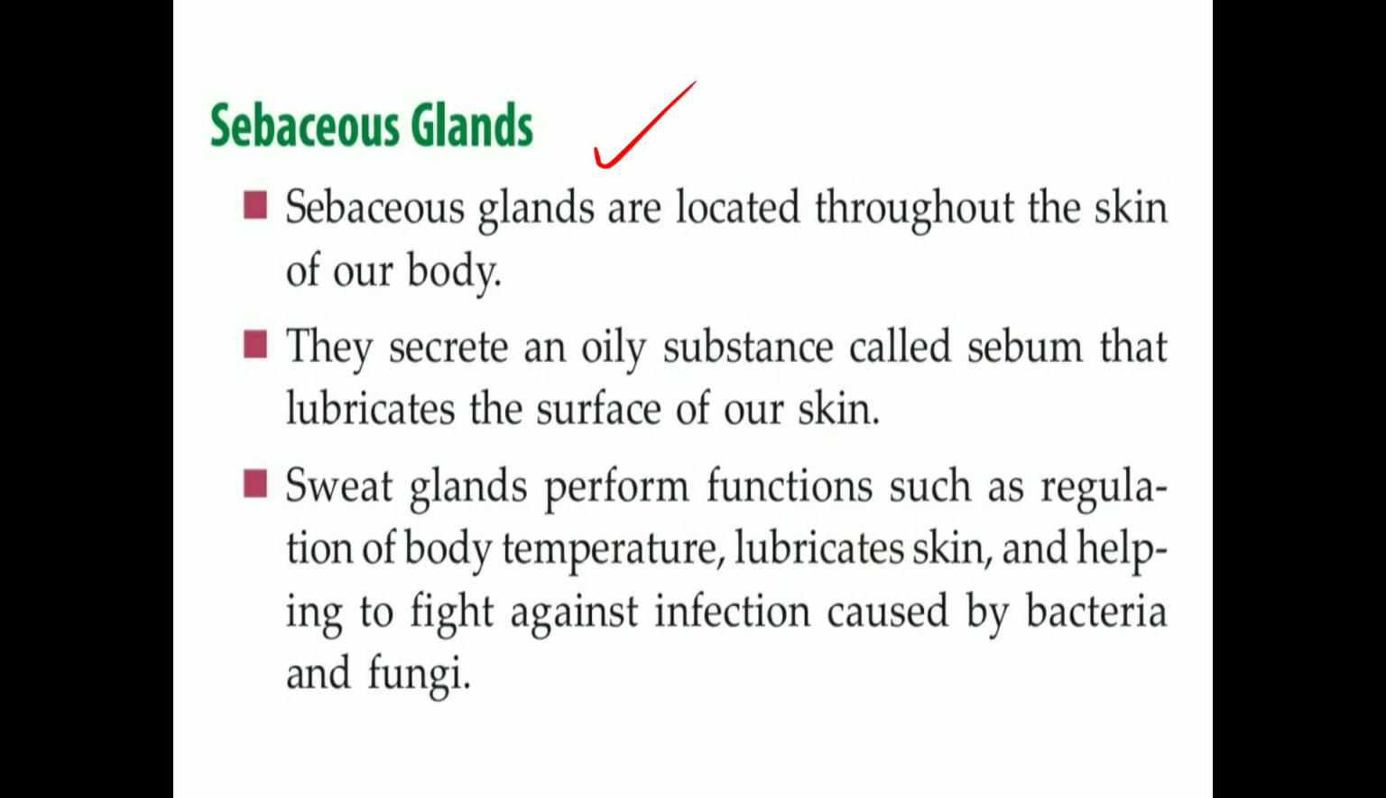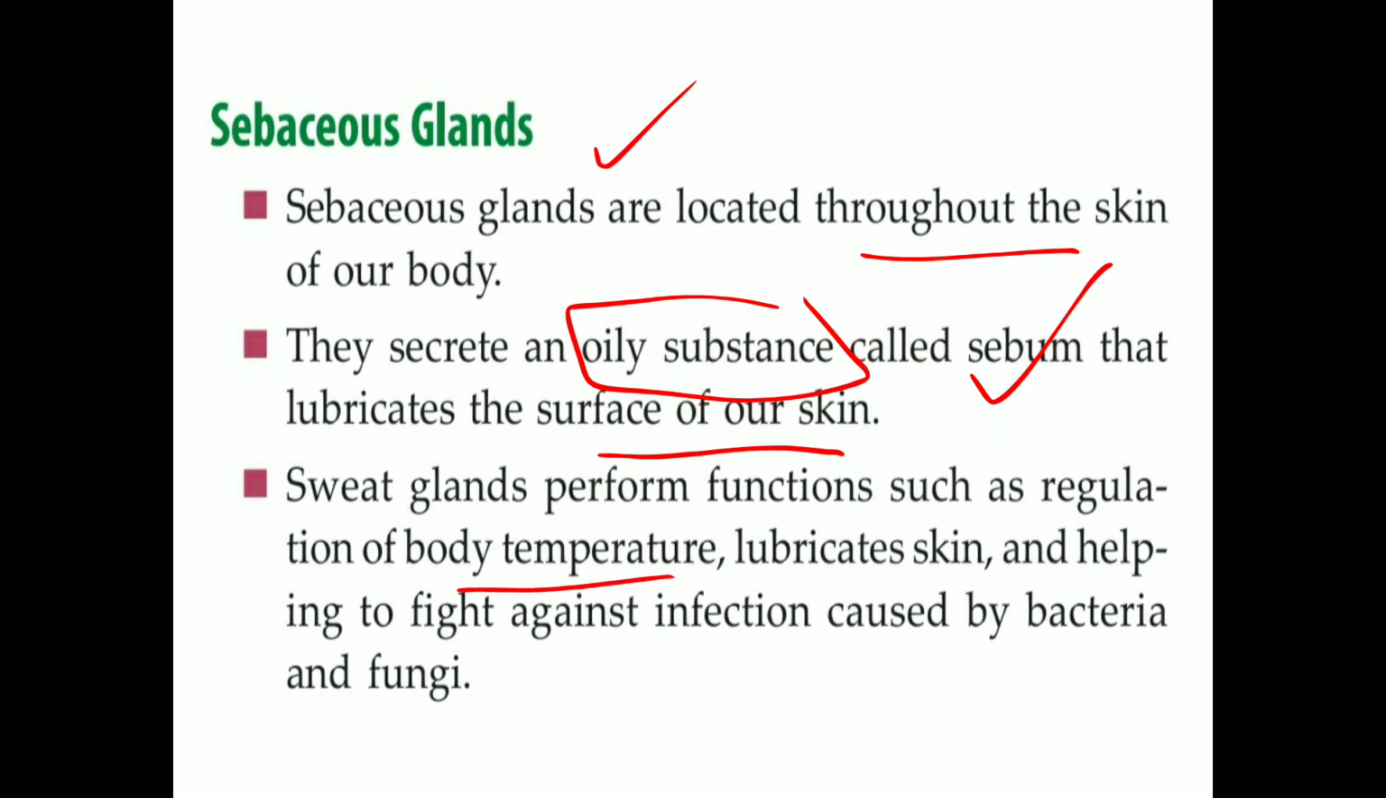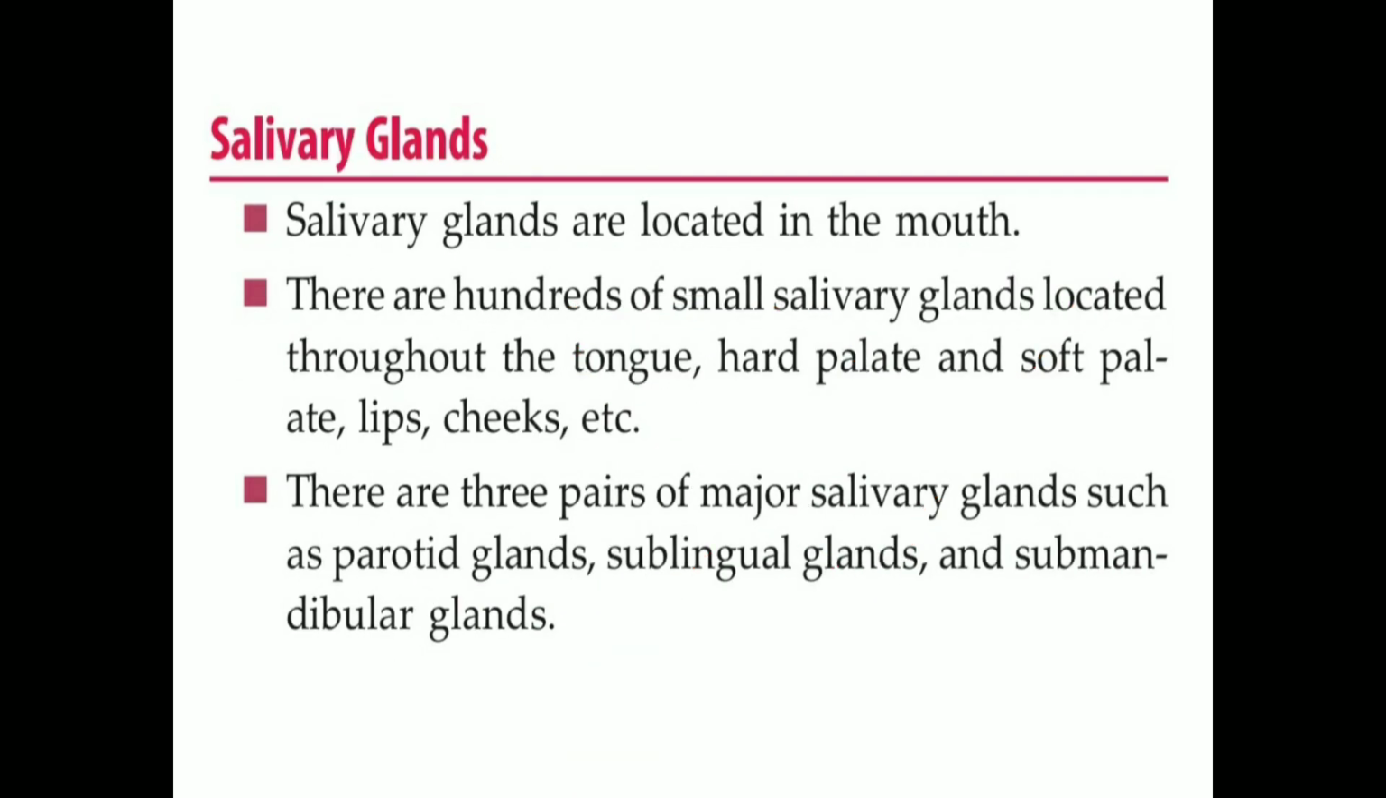And now next is sebaceous gland. Sebaceous glands are located throughout the body on our skin, and they secrete an oily substance called sebum, and it lubricates the surface of the skin. Sweat glands and sebaceous glands together may regulate body temperature, can lubricate skin, and help to fight against infection caused by bacteria as well as fungi, etc.